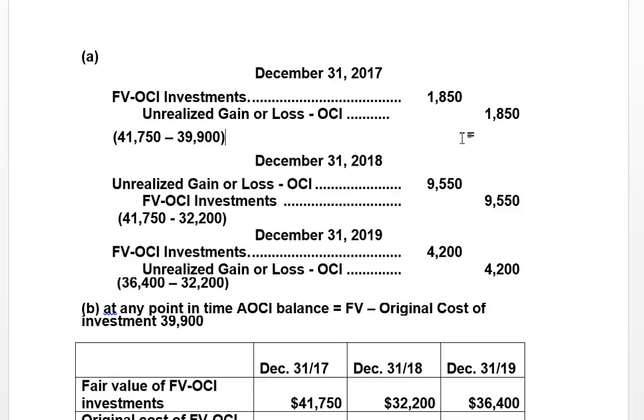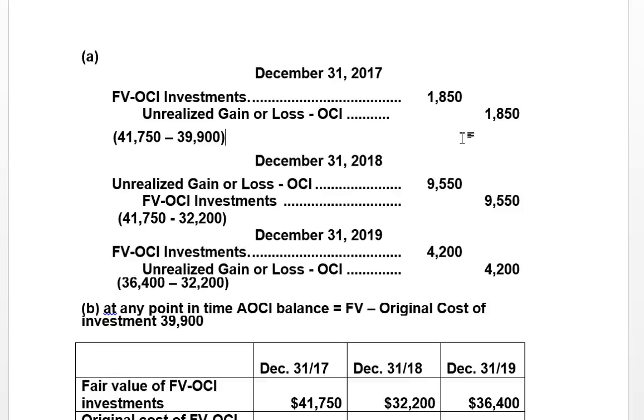In this case, your question's a little bit different. This company has only one investment in its fair value through OCI investment portfolio. It has the shares of only one company. So, they've given you the original cost of the investment and all the fair values at the end of each of the 3 years, 2017, 18, and 19.